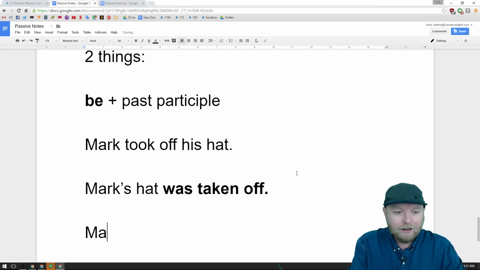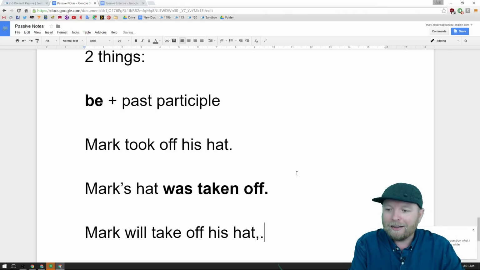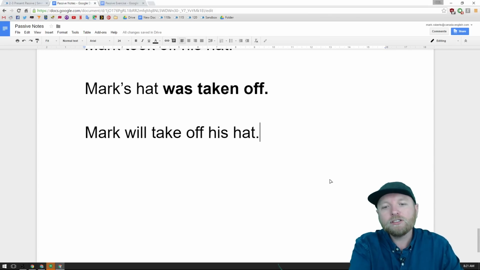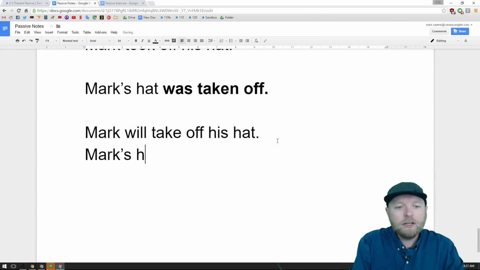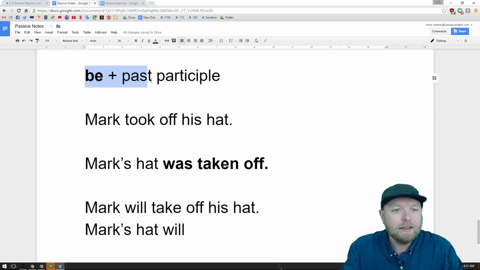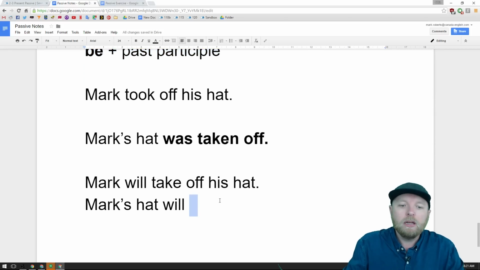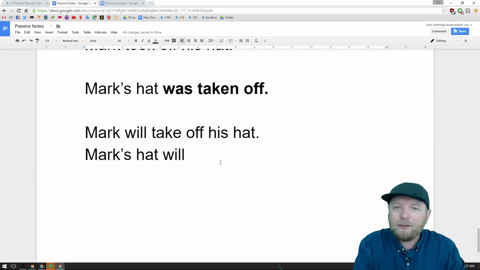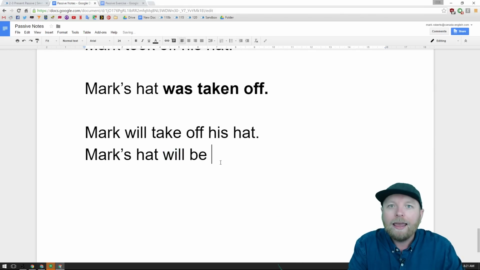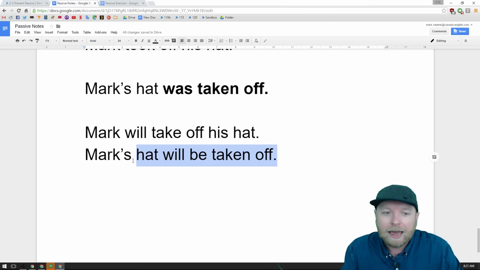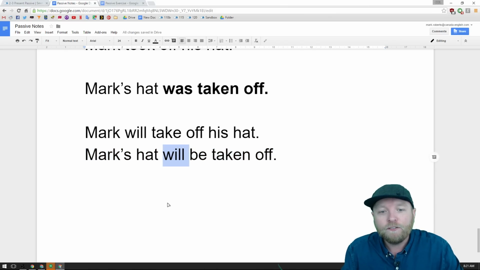Look, example, Mark, let me turn off the bold here. Mark will take off his hat. Here's future. Well, if I want to do this, Mark's hat will, we need passive. Now remember, for passive we need this: be plus a past participle. So how do you say be after will? Well, easy. We don't say be was. No, we say will be. And the past participle, taken off. Here we use the past participle, but it doesn't have a past meaning. This has a future meaning.